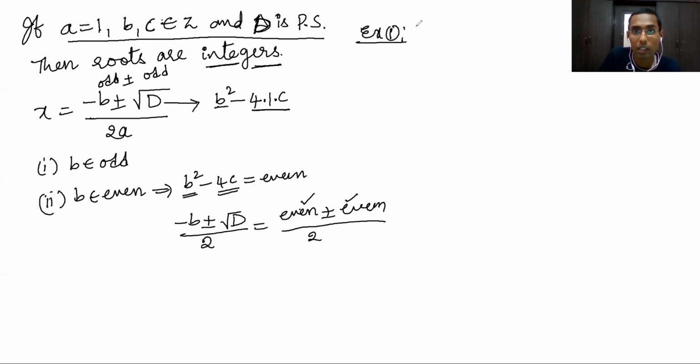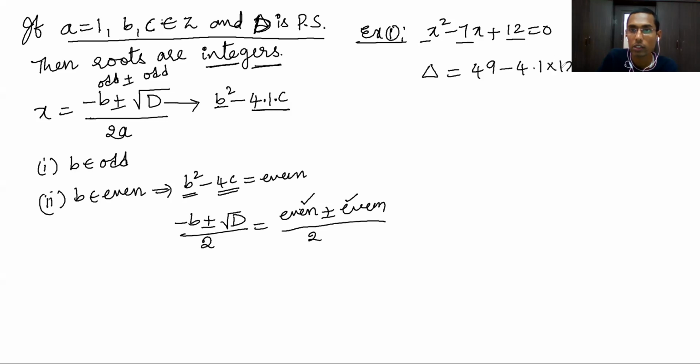Let's take this example: x square minus 7x plus 2 is equal to 0. Here in this example, A is 1, B and C are integers. Next, what is delta? Delta is B square minus 4AC, so 49 minus 48 is 1. Therefore, you can say the roots, indirectly, you can factorize easily and then get the integers.